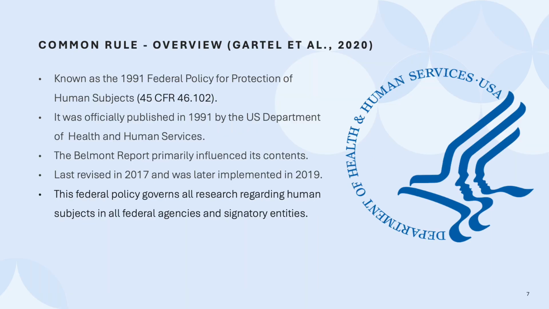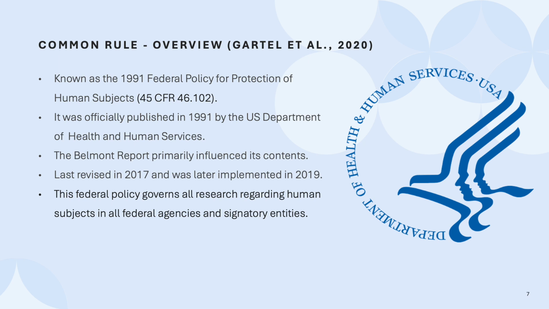Hello, today we're going to take a quick look at a foundational piece of policy that governs ethical research in the United States, which is the Common Rule. Understanding this policy is crucial for anyone involved in human subjects research. It is officially known as the 1991 Federal Policy for the Protection of Human Subjects. You'll often hear it referred to by its regulatory citation as listed.